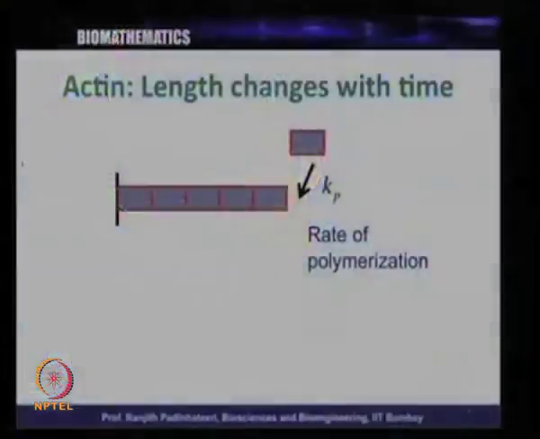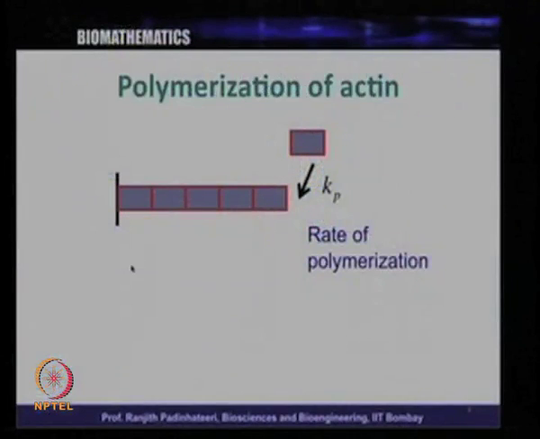So, let us take this example of actin polymerization. Have a look at this slide. We want to study the polymerization of actin. Actin is a filament, as shown here, made of n monomers. There are many monomers 1, 2, 3, 4, 5, and then you can add monomers with some rate Kp. Kp is the rate of polymerization. With this rate, the monomers or subunits are being added to this filament and the length of the filament increases.